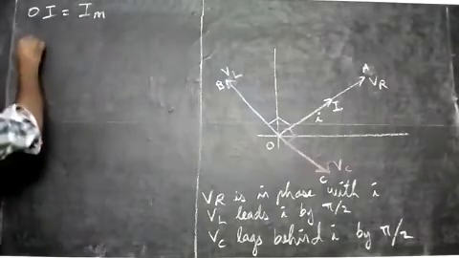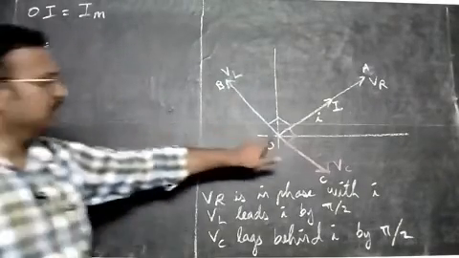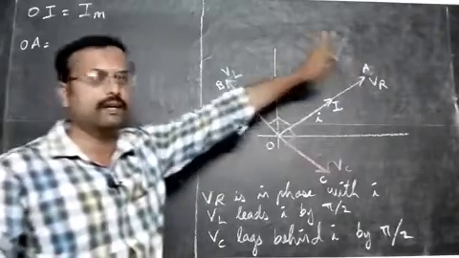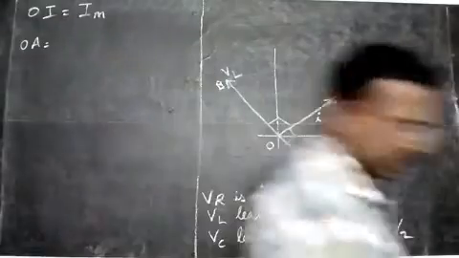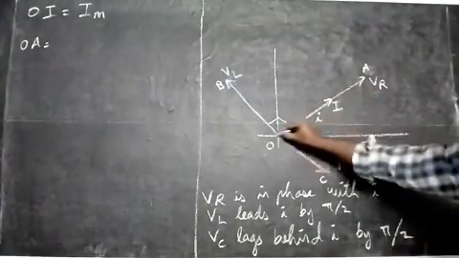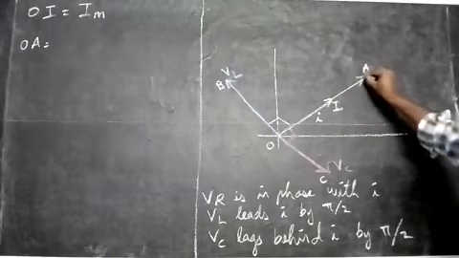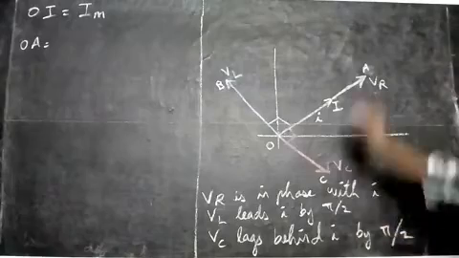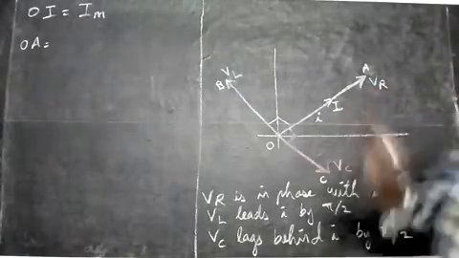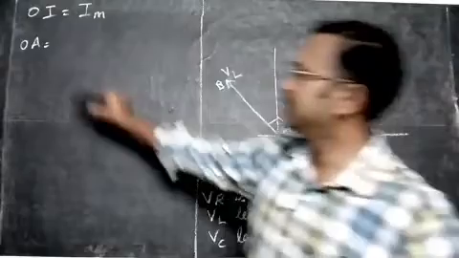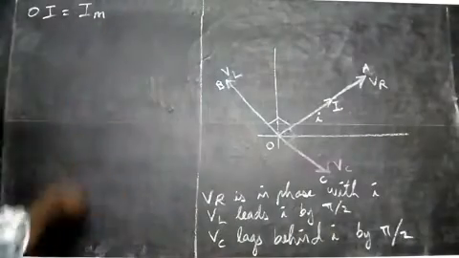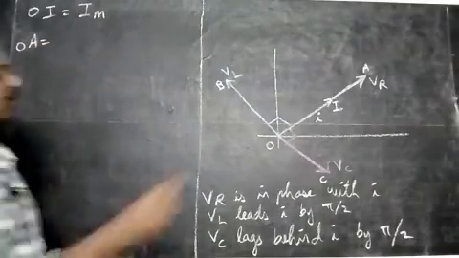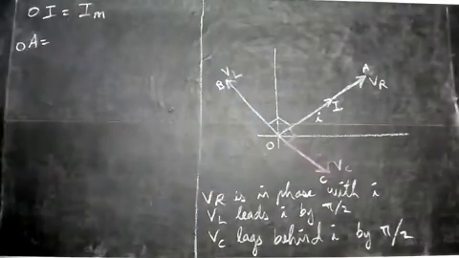Next we see this OA. OA means the voltage across the resistor, VR. I will draw it with a different color from here to here. This is the voltage across the resistor. So the voltage across the resistor and the current are in phase. Let me erase these things and make it closer. So this is OA again. OA is equal to VR, we know. That's the voltage across the resistor.